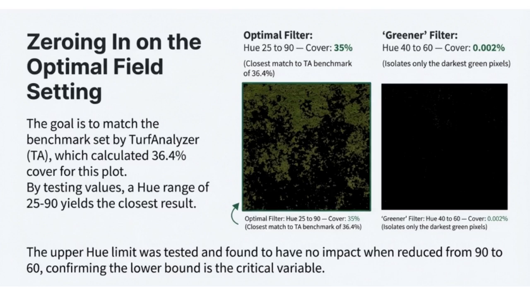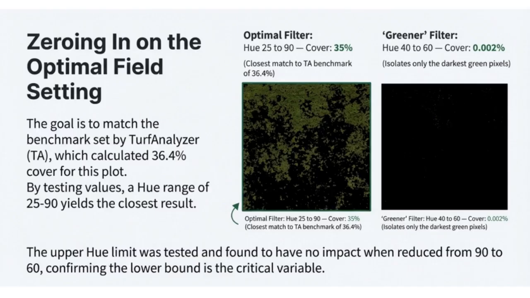So we tighten the filter a bit, we get a little stricter, bumping that lower hue value up to 23. This tells the computer to be pickier, and boom, the cover drops to 46%. You can see a lot of that yellow is gone now. We're definitely on the right track.